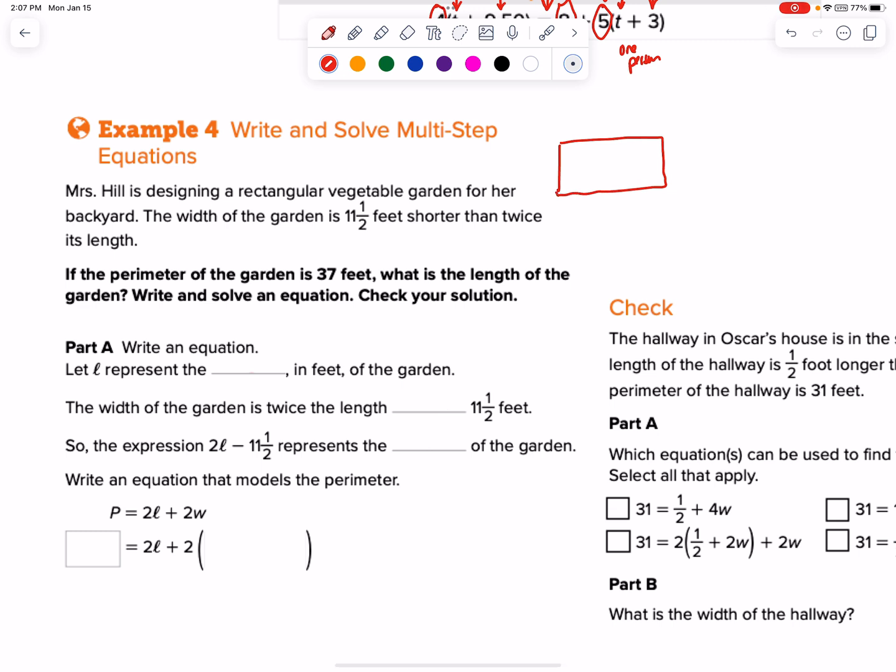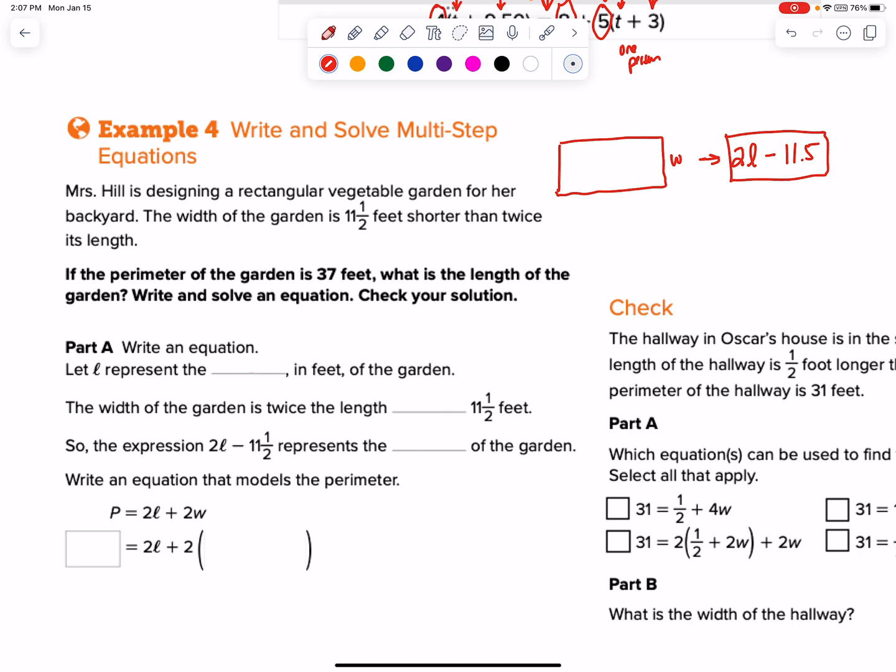The width, so here's our width here, and it is 11.5 feet shorter, so shorter meaning subtract, than twice its length. So this can be represented as 2 times L, so twice its length, but minus 11.5. So the width is 11.5 feet shorter than twice its length. This is how I'm representing the width.